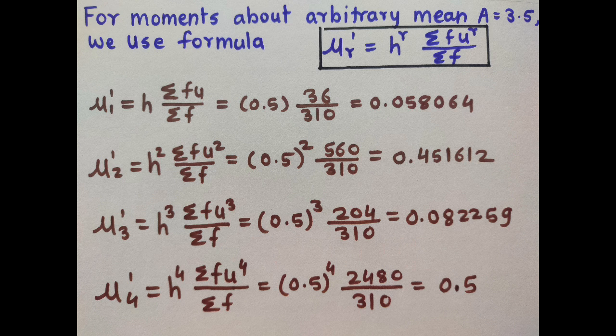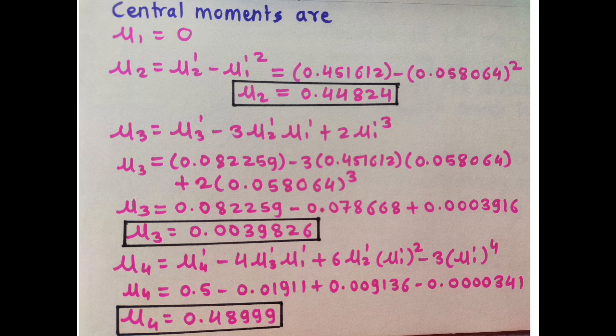Here we get the values of mu1 dash, mu2 dash, mu3 dash and mu4 dash. From this we find the central moments mu1, mu2, mu3 and mu4. For central moments, mu1 is equal to 0, and for mu2 we have the relation mu2 is equal to mu2 dash minus mu1 dash square. If we put the values of mu1 dash and mu2 dash in this equation, then we get mu2 is equal to 0.44824.